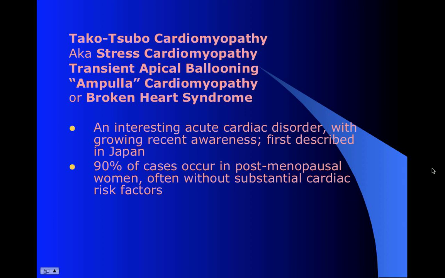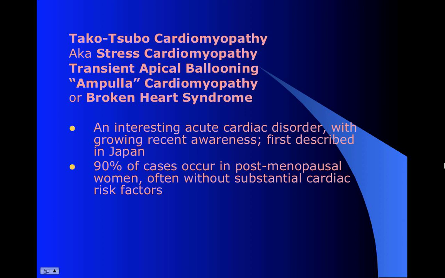All right, Takotsubo. This is pretty cool. It's gotten better known in recent years, but it was first described in Japan, hence the Japanese name. And Takotsubo is actually what they call an octopus pot. I'm going to show you a picture of that. But it's also known as stress cardiomyopathy. Transient apical ballooning is a more formal name. Ampulla cardiomyopathy is maybe less used now, or colloquially, broken heart syndrome.